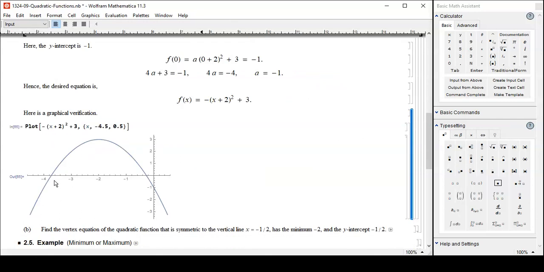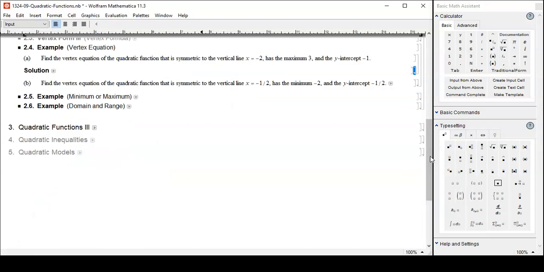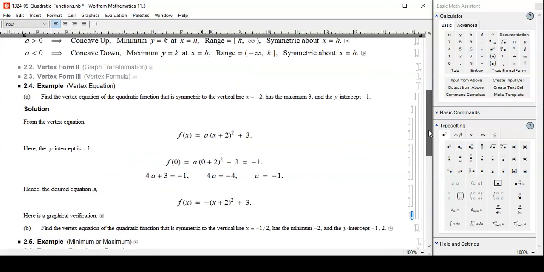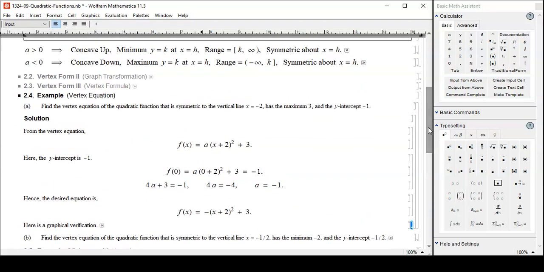Same graph, y-intercept negative 1, and then vertex negative 2, 3. Yes, everything makes sense. Oops, wrong key. Here's a full solution. So vertex equation, and apply the y-intercept. So for a, that'll give you the desired answer.